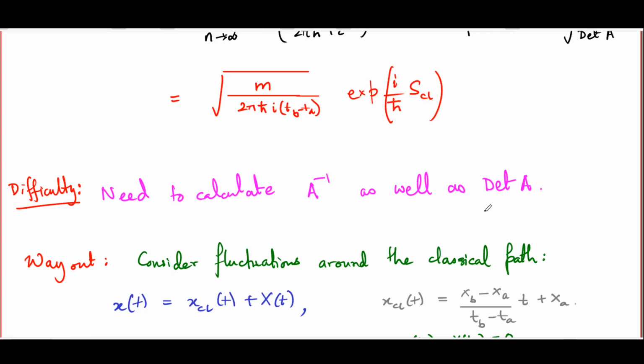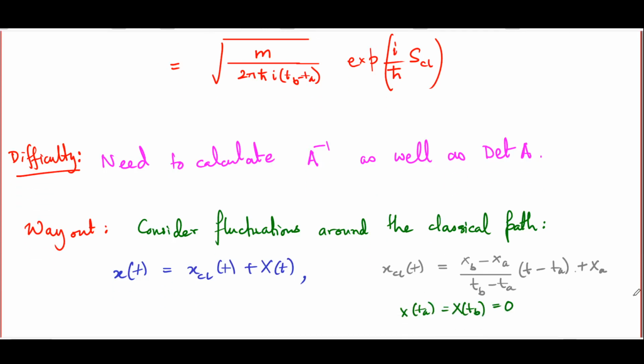Sorry, this is wrong. This will be at xa when t is equal to ta. So what we really need to do is write this as t minus ta. That's the displacement in the time up to time t, plus the original position at time ta. So this is your classical x, and your capital X is a deviation from this. But because we are only considering paths which start and end at xa and xb, what we must have is that our deviation, capital X, must vanish at ta and tb.